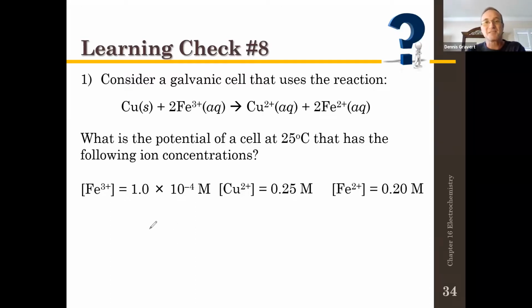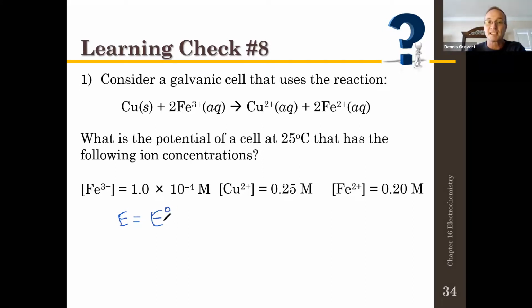Okay, you came back, refreshed, I hope. We've got E, the actual voltage, is equal to the standard potential voltage off of the chart, minus 0.0592 volts divided by the number of electrons, times the base 10 log of the reaction quotient.